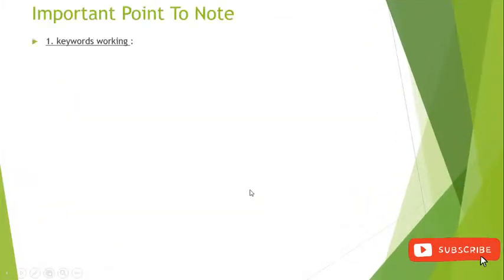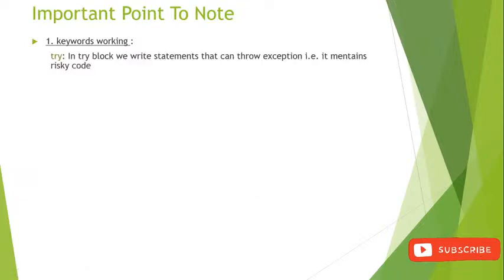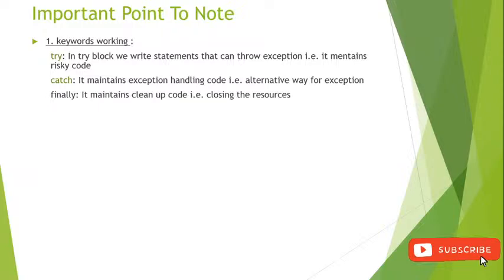After that, some key working points. The try block is used to write the risky code, as we know from the start. The catch block is used to write the exception handling code, that is the alternative way for the exception. The finally block is used to write the cleanup code. The throw keyword creates an exception object manually. Means if you want to create a customized exception, that time we will use the throw keyword.